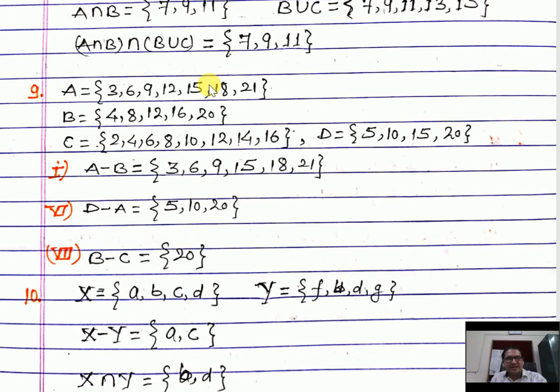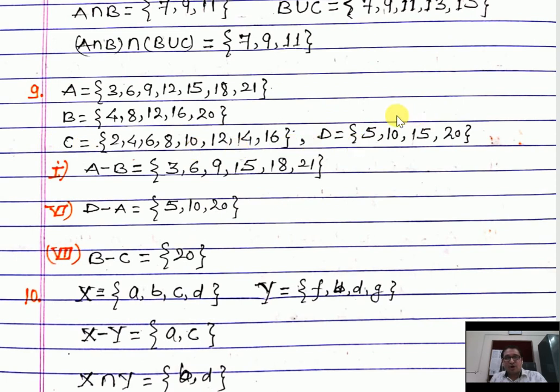So let me find which elements of A are common with B. 12 is the common element. So 3, 6, 9, 15, 18, 21, only 12 is the common. Means if you want to find the difference A minus B, write all elements of A except the common value. Okay, understand, in this way, except the common value.